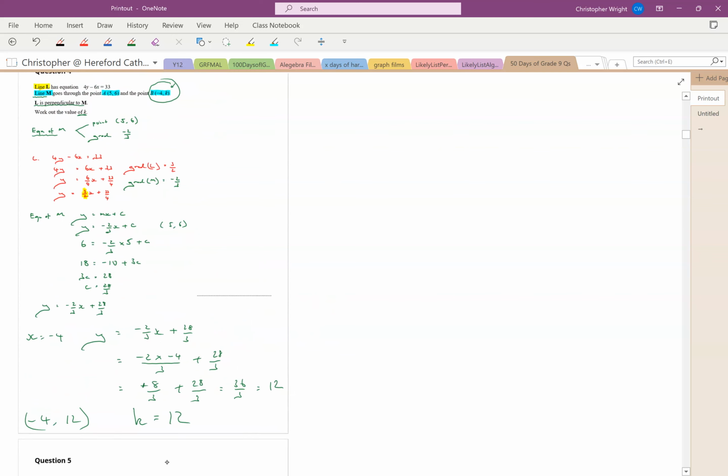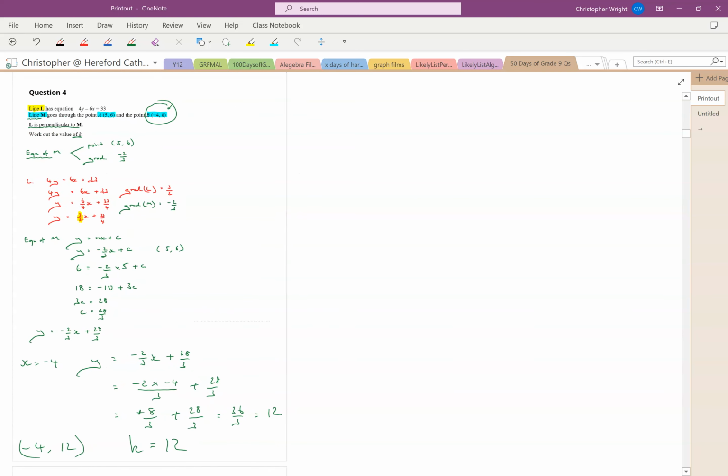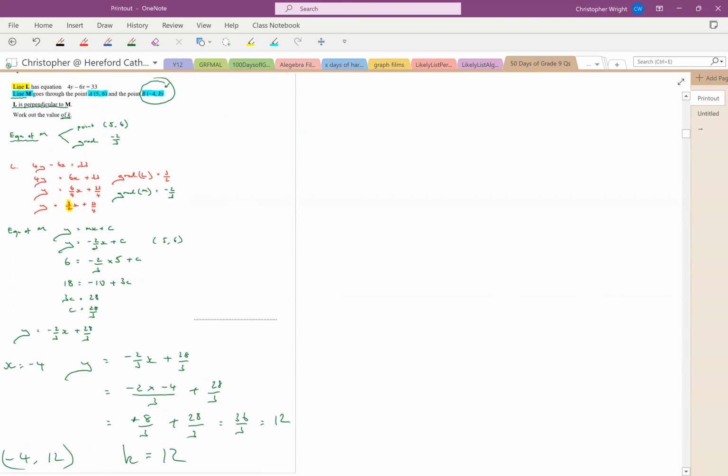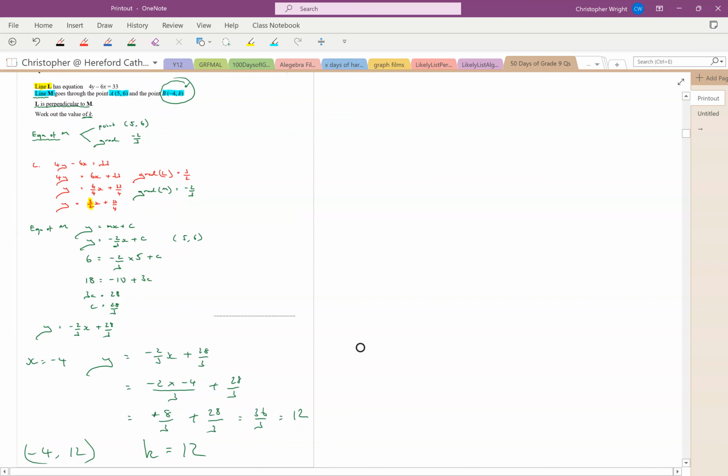So that was quite an involved question 4 there. It required us to find the equation of M and to use that to answer the question. And to find the equation of M, we need to know a point on the line M and also the gradient of the line M. And to find the gradient of the line M, we have to use the fact that it was perpendicular to the line L.